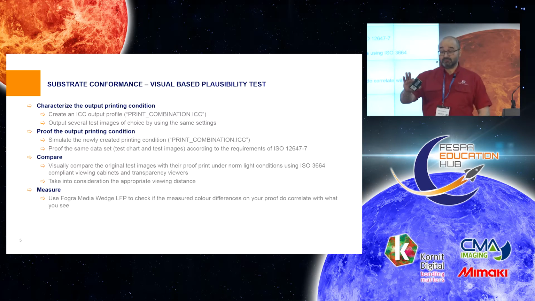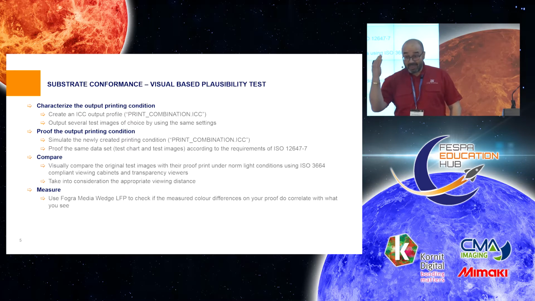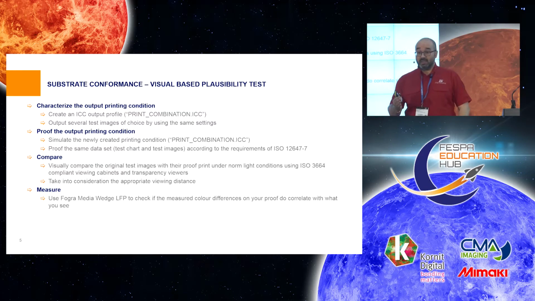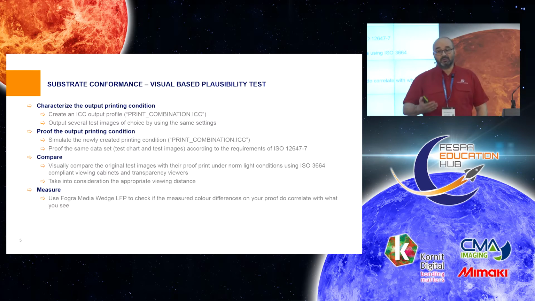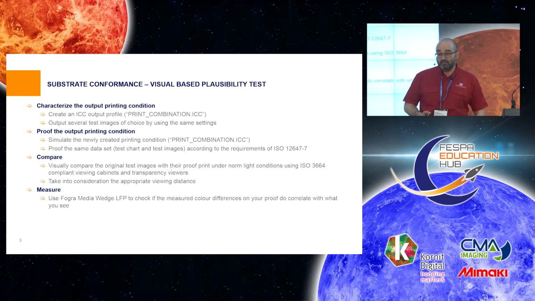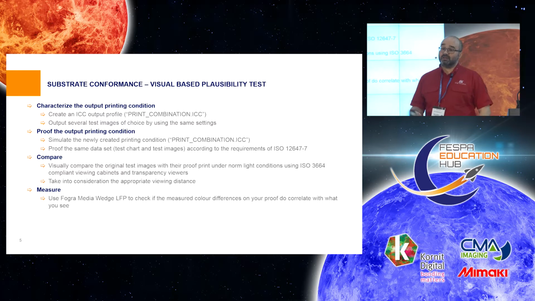And then we proof it, and we put it side by side with the actual substrate that we use for measurement, and we compare them visually. If the reproduction is consistent between the so-called proof of our output printing condition and the actual printing condition made on the real substrate, then our test is successful and our measurement protocol is consistent with what the substrate characteristic imposes on the measurement protocol. So, very simple thing. It's fully described in both the Fogra PSD manual, Process Standard Digital, and also in the Fogra specification for large format printing.